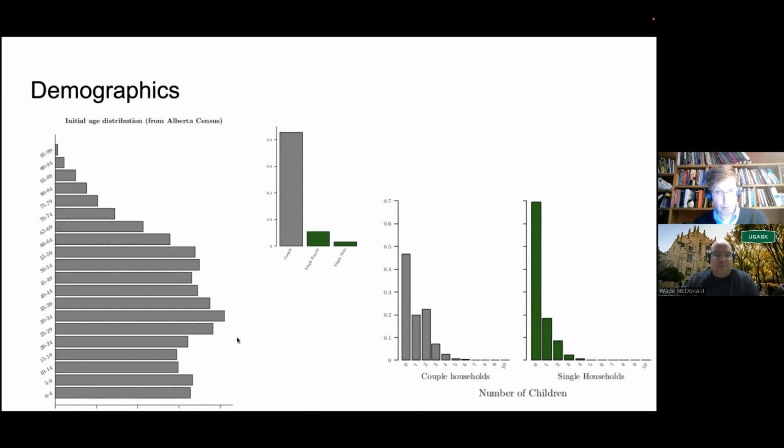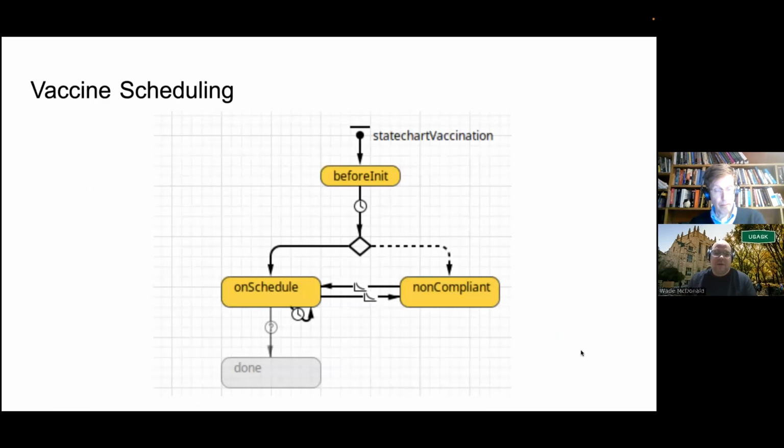Demographics were informed by the census, the population pyramid of the initial population, distribution of household types, and distributions of couple and single households by the number of children in the household. Vaccine scheduling involved people being on schedule or non-compliant and have a possibility of switching between those states, the rates of which depend on their vaccine attitude.